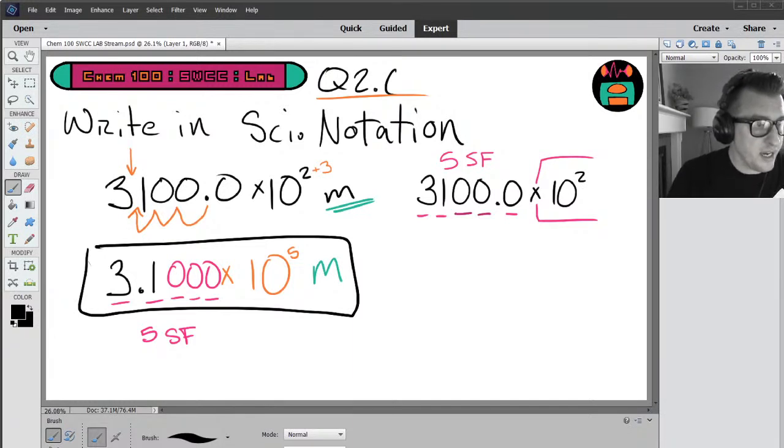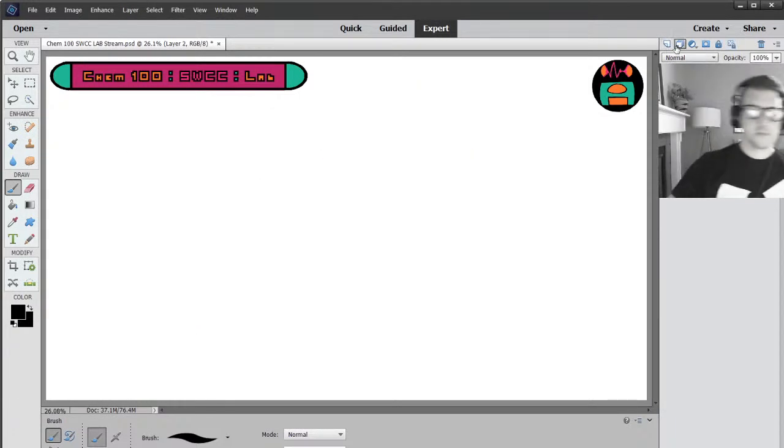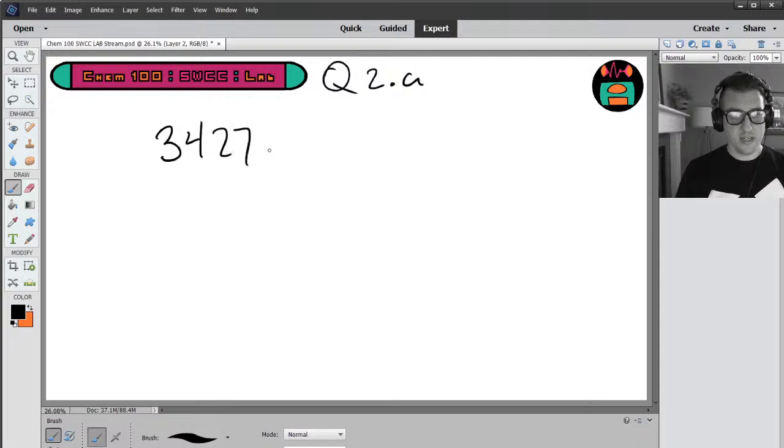Okay, so let's see, 2a. Okay, let me check that. 2a. Yep. Okay, so real quick. All right, I'm going to hit these all, but I'll hit these in sequential order. So, for example, 2a: we have to write this in scientific notation. It's 34.27 centimeters. So again, we need our decimal place here.